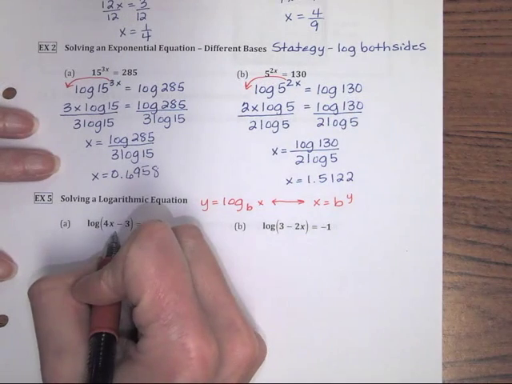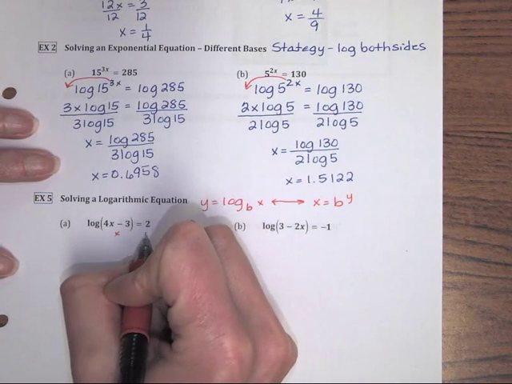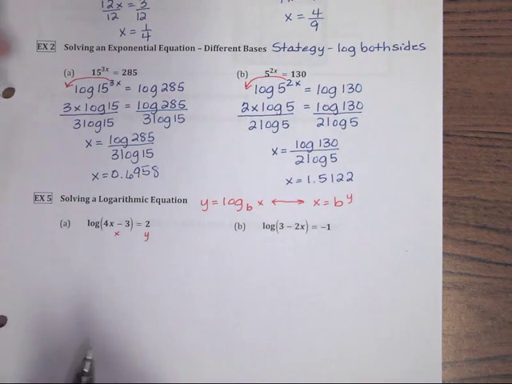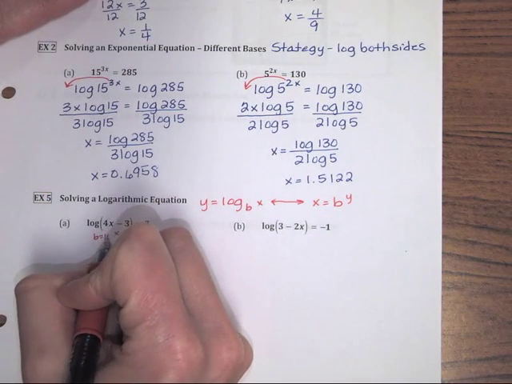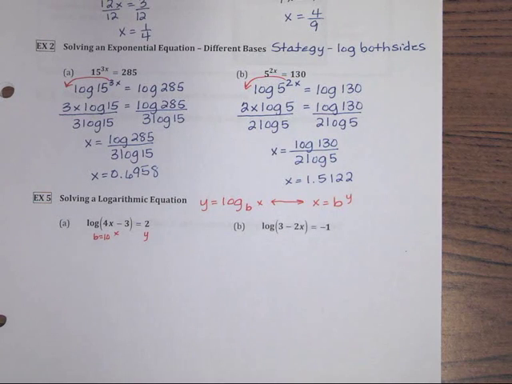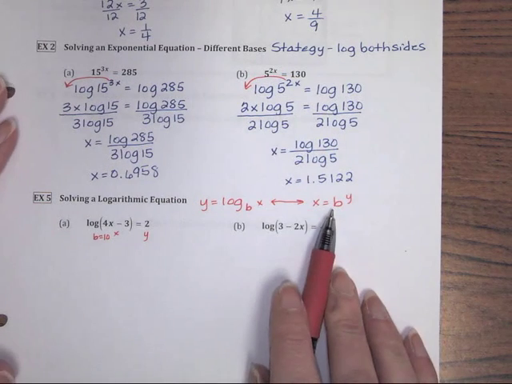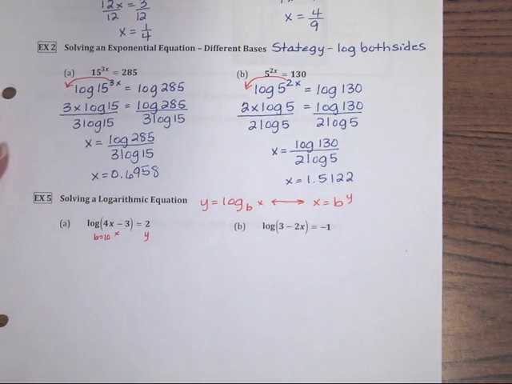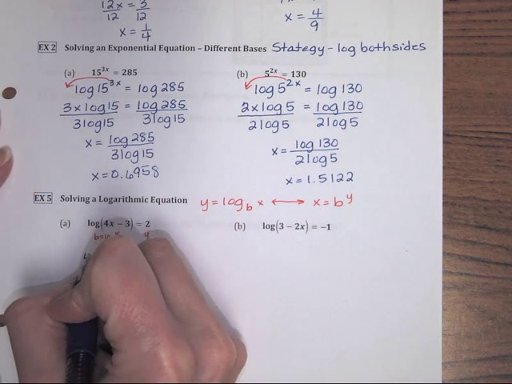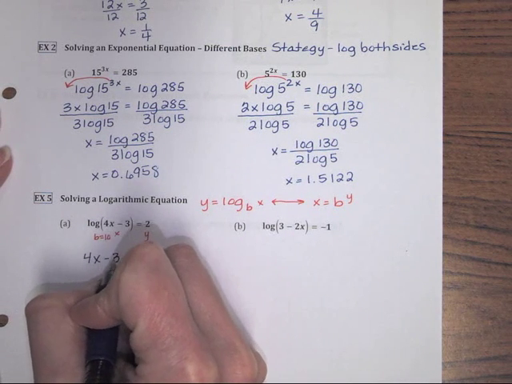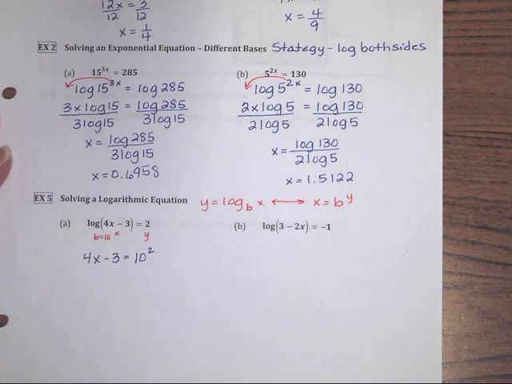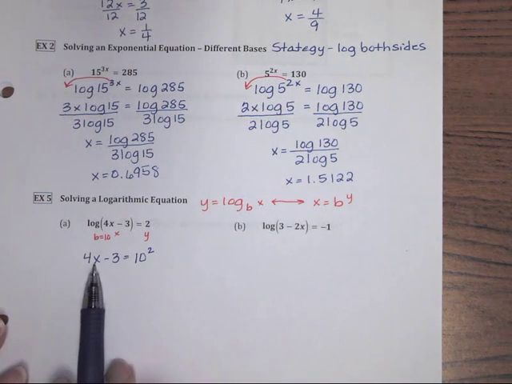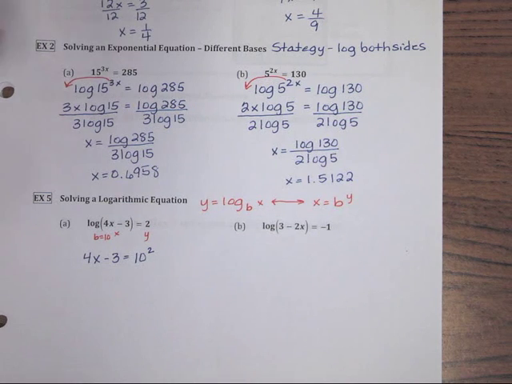So this right here is like my x. This right here is my y. And if you look at this, I have no base. So my base must equal 10. Alright, and I'm going to put it in this format. So once I do that, I have 4x minus 3 equals 10 to the 2 power. This is x equals b to the y power.